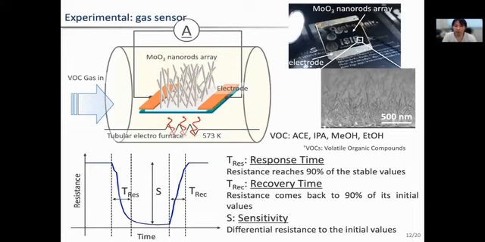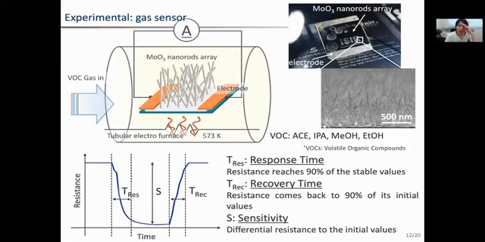We fabricate the gas sensor device by the top coat, forming top electrodes at the two counter electrodes at both edges. The device is put in a tubular electric furnace heated at 350 degrees Celsius. VOC gases such as acetone, IPA, methanol, and ethanol are pumped into the furnace at concentrations of about 25 to 500 ppm. The resistance of the device is sensed with the gas blowing on and off in the furnace.